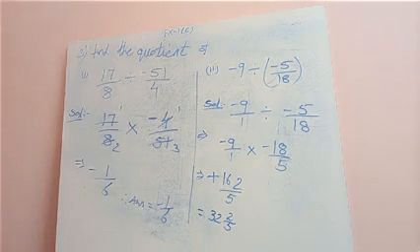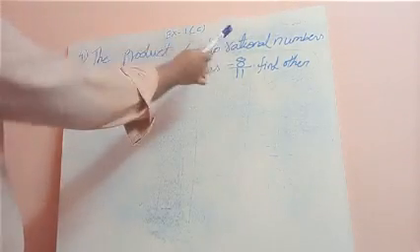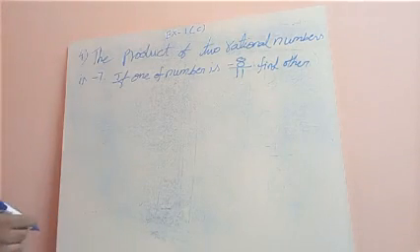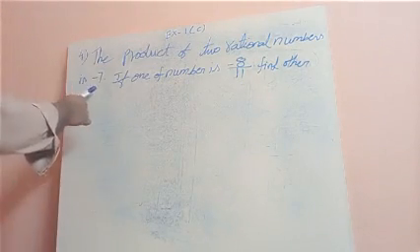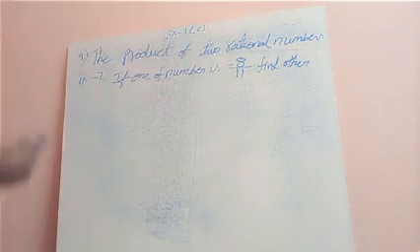Here is our next sum. Find the product of two rational numbers. The product of two rational numbers is minus 7. If one of the numbers is minus 8 by 11, find the other. We have to find out the other number.